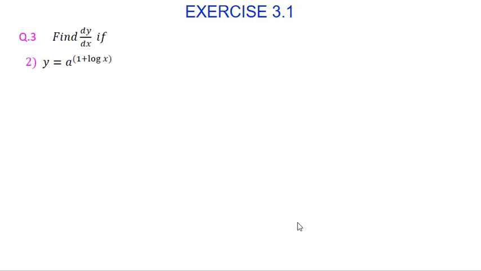The second question is y is equal to a power 1 plus log x. Here you can take u is equal to 1 plus log x and proceed. So try yourself. And the third question, y is equal to 5 power x plus log x. Here the value of u is x plus log x. This is also a composite function of x. So this problem also you can solve by yourself. So this is how we solve the problems related to composite functions.